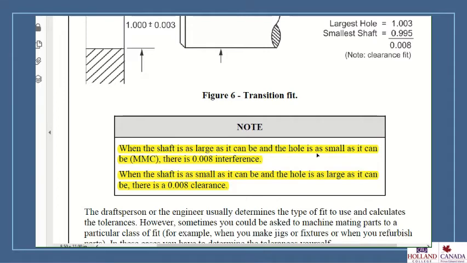So when the shaft is as large as it can be and the hole is as small as it can be, there's an interference. When the shaft is as small as it can be and the hole is as large as it can be, then you'll have a clearance.